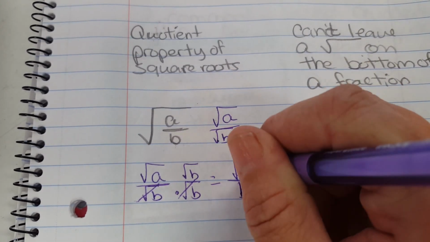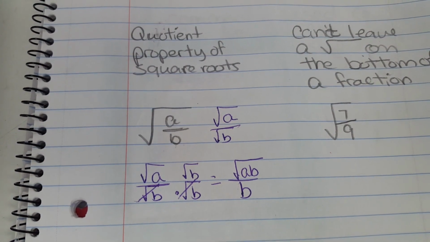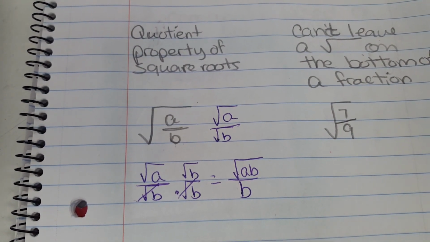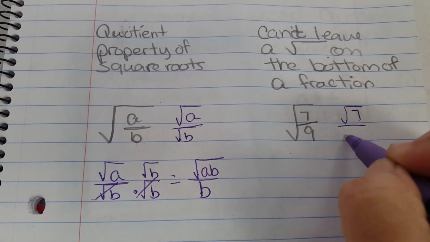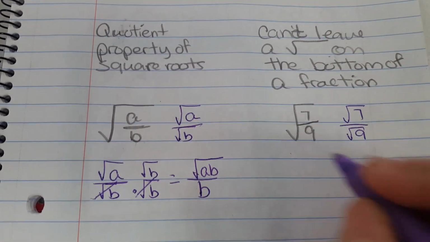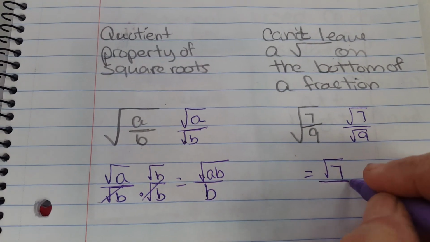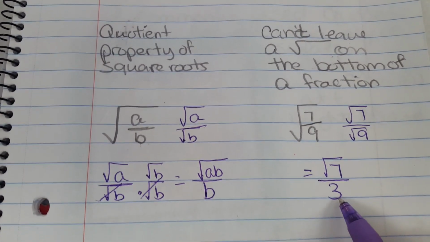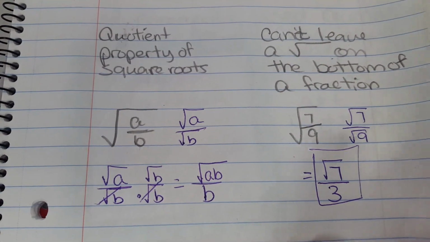And then on the top here, you would have this. If we use numbers, that becomes the square root of 7 over the square root of 9. The square root of 7 stays. The square root of 9 is 3. We no longer have a radical on the bottom, so we are complete.